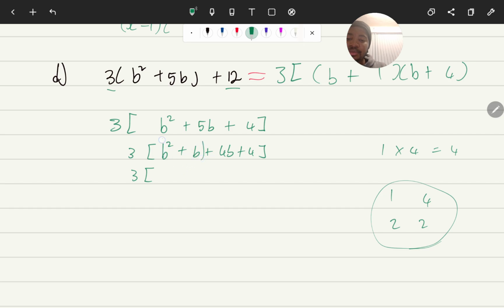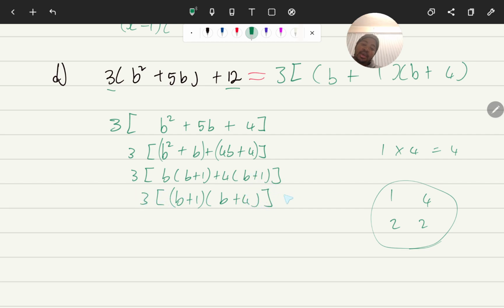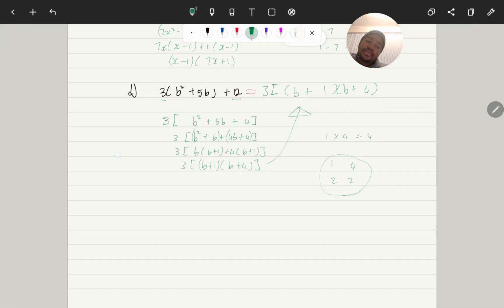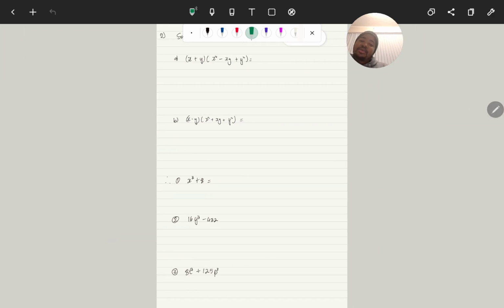You group them, common factor, you have common factor. What's left? And it's exactly what we have over there. You see it. Now let's see what we have next.